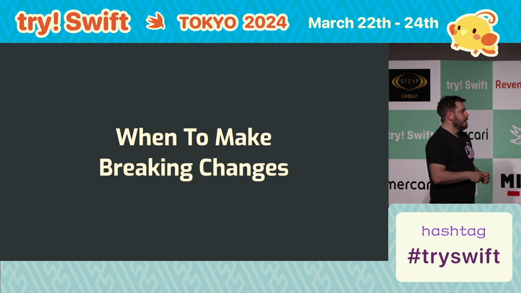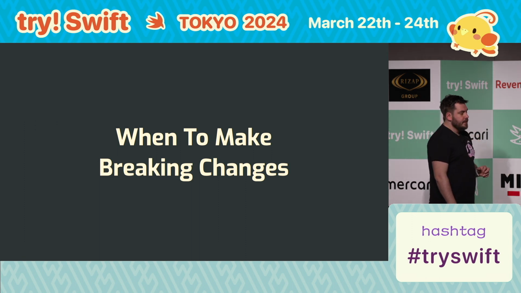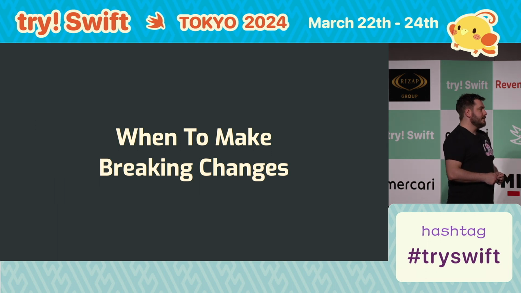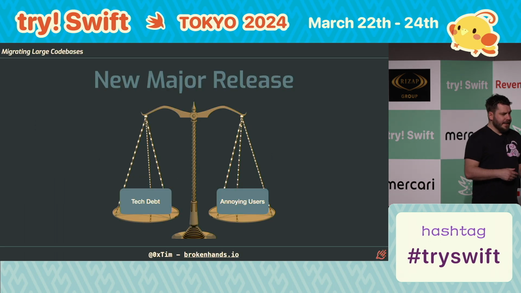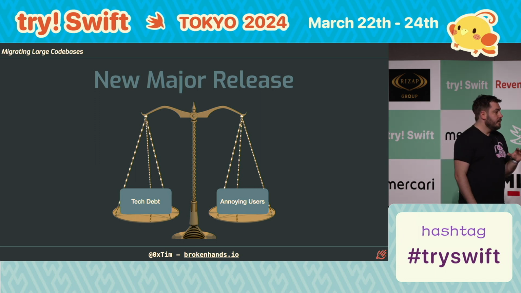OK, so that's all well and good, but at some point you do want to make breaking changes. And at what point do you make a major release? And frankly, there's no good answer. It's a balancing act between accumulating tech debt and annoying your users. So as a user, you don't want to have to update your dependencies and have it break all the time. The longer that it stays stable, the better.